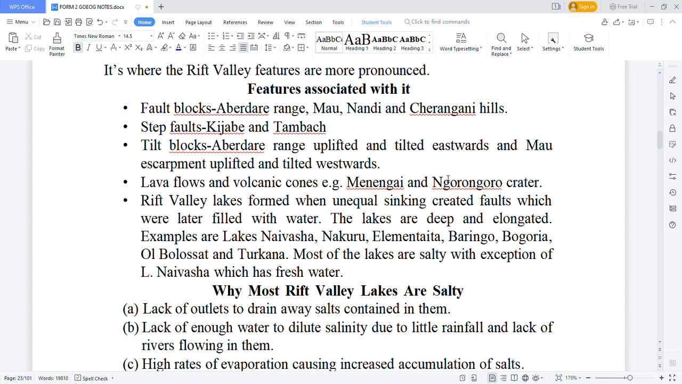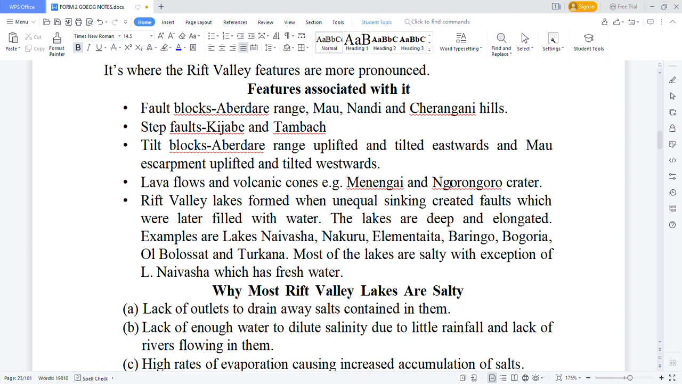Next, number 2, you have step faults. You have Kijabe and Tambach. Then you have tilt blocks. You have the Aberdare Range uplifted and tilted eastwards, and the Mau escarpment uplifted and tilted westwards. Number 4, lava flows and volcanic cones. You have Menengai and Longonot crater.